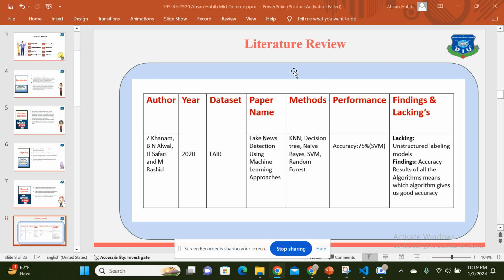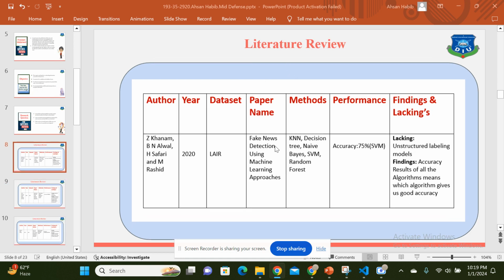There are some paper reviews. Number one is fake news detection using machine learning approach. Here the models used are KNN, decision tree, naive Bayes, SVM, random forest. The accuracy of SVM is 75%, which is highest, and the lacking is unstructured labeling model. And the finding is the accuracy result of all algorithms, meaning which algorithm gives us good accuracy.